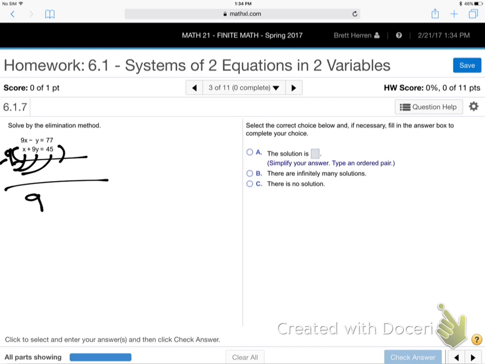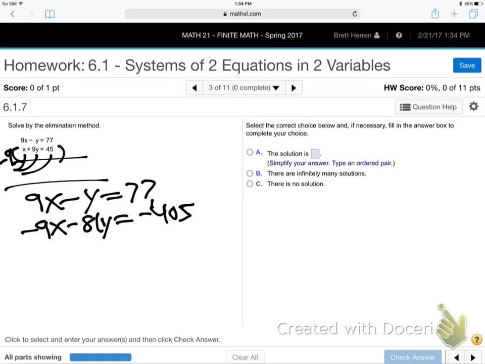So here we go. I'm going to rewrite the top equation even though it hasn't changed at all. The bottom equation, I'm going to distribute the negative 9 all the way through. And I need help there. What's 9 times 45? 360 and negative 405, I think. Did I do that right? 9 times 45? 405? Yeah, good. I got it. Okay, thank you. We good to there? So what did I do? I multiplied the bottom equation through by negative 9.